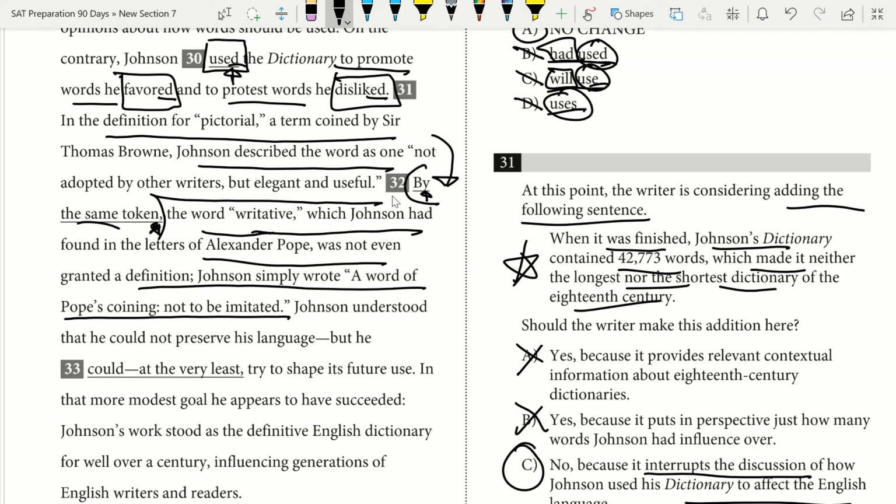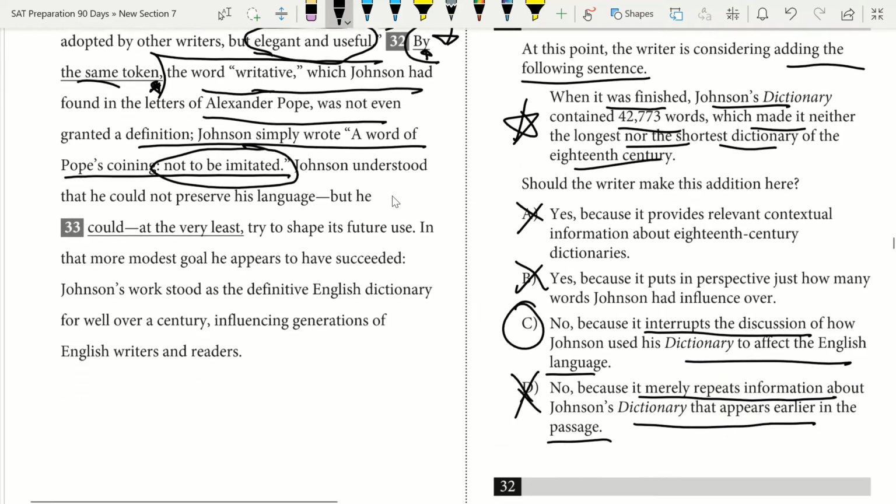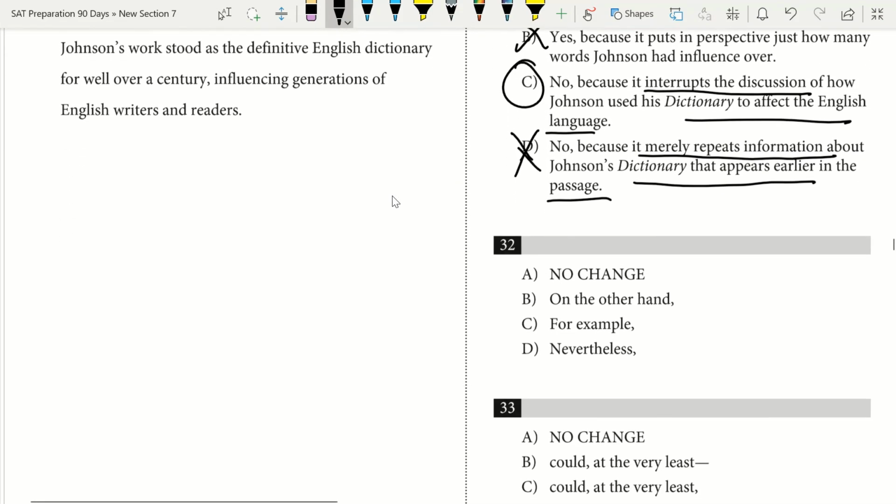All right, so this is once again continuing his descriptions of things that he values, right? Him making his own value on words. But we saw in our previous sentence, he described it as an elegant and useful word. And here he's describing it as something not to be imitated. So an unuseful word, so the opposite. Okay, so we're going to look for something that says something like on the other hand. That's a perfect choice, okay? Because that's showing it's something that's the opposite.